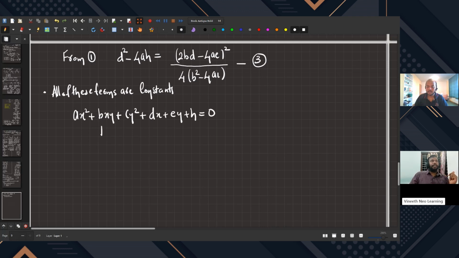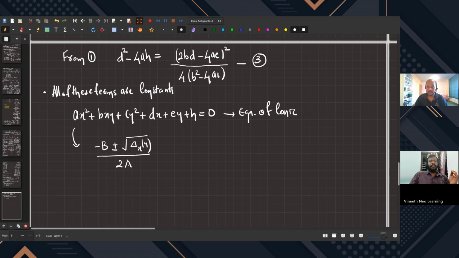This is the equation of the conic, and we have converted this equation into minus b plus or minus square root of delta x of y, over 2a, where a is still a. B, if you remember, is by plus d.